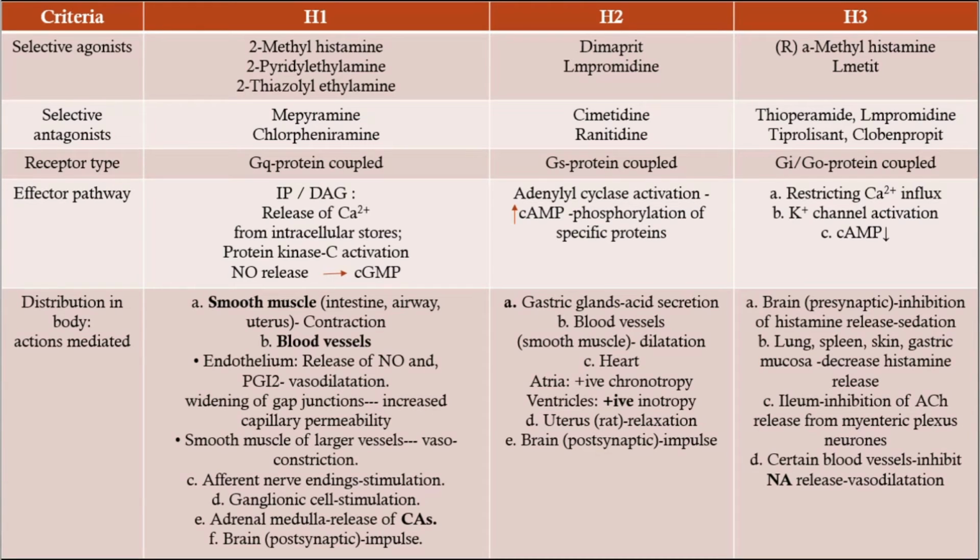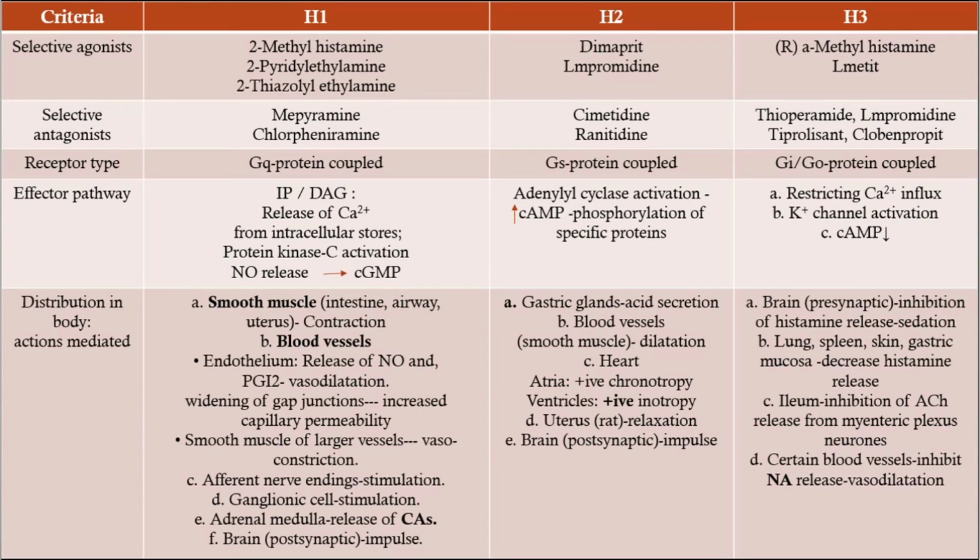Right? Then after, on blood vessels, very first is endothelium. Endothelium is ultimately cells which form these blood vessels. So endothelium releases nitric oxide and PGI2. PGI2 is your prostacyclin and ultimately causes vasodilation. Now remember this, vasodilation is produced in small blood vessels, means there is vasodilation of small blood vessels. Second is widening of gap junction, increased capillary permeability.